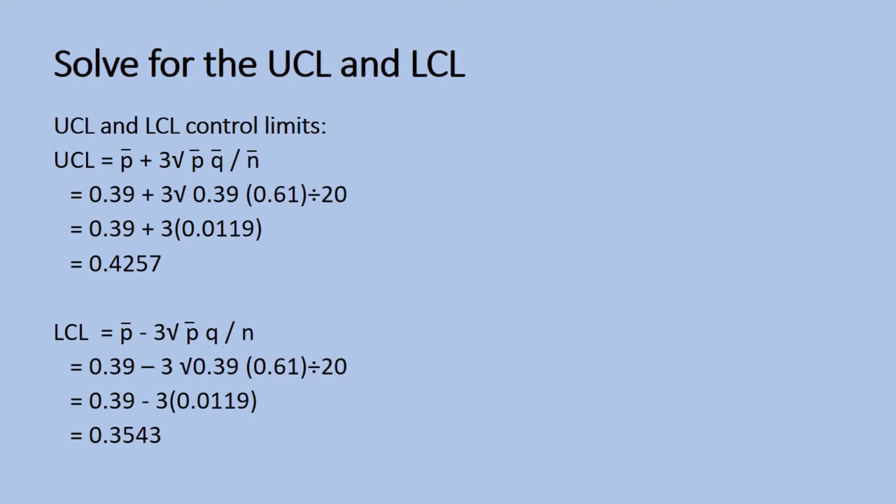We then compute the upper control limit and the lower control limit. Remember to multiply P bar and Q bar first, then divide by N bar, and then get the square root and multiply by 3. UCL is 0.4257, while LCL is 0.3543.